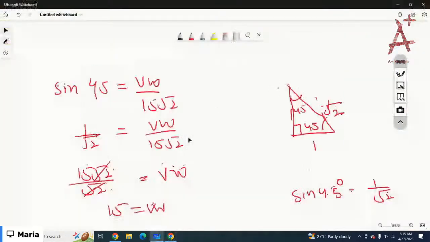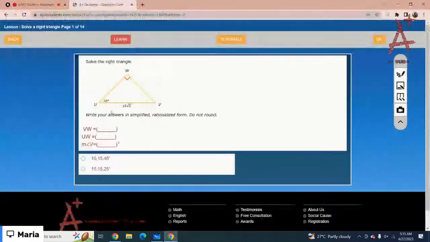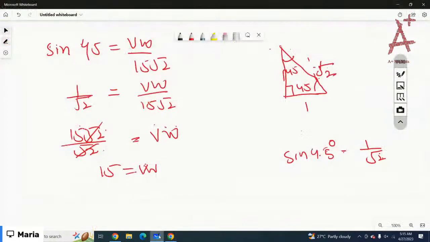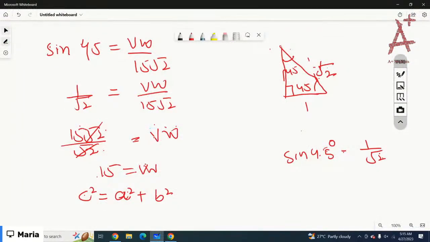For the other side, you have to use the Pythagorean theorem. You now have two of the sides. One of them you are already given, that is 15 square root 2, and the one we just calculated is 15. So now we're going to use the Pythagorean theorem, which is c square equals a square plus b square. We are given c, 15 square root 2, and one of the values we just calculated, 15. So it would be 15 square root 2 squared equals 15 squared plus b square. Got it? So just evaluate the values.